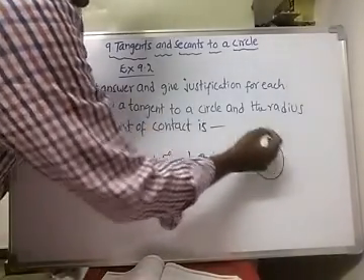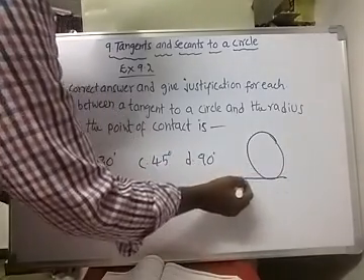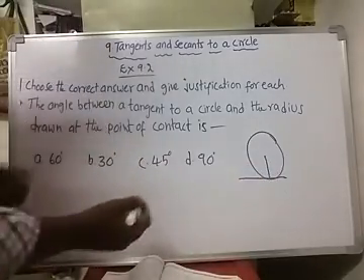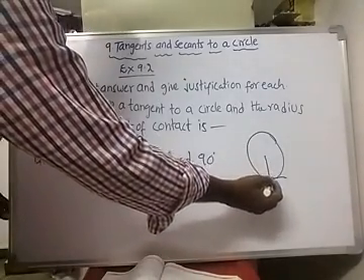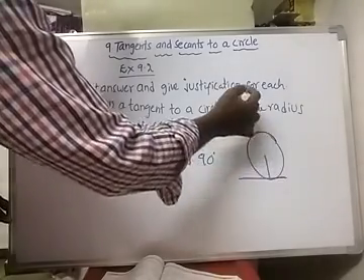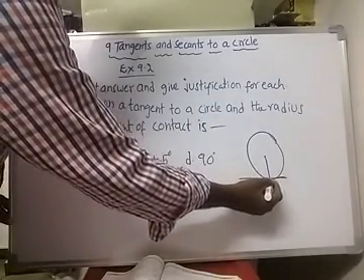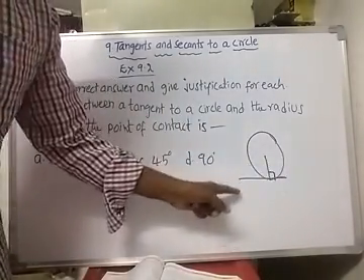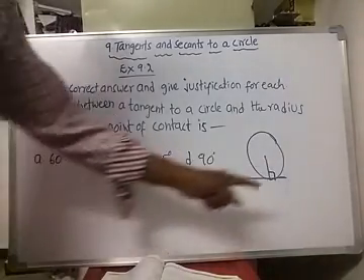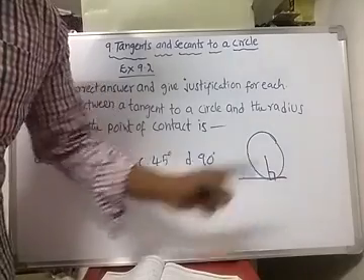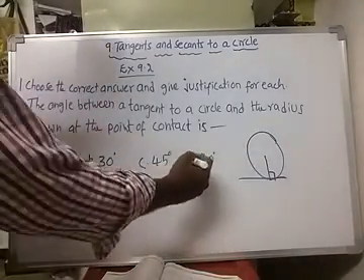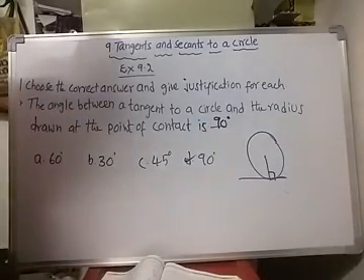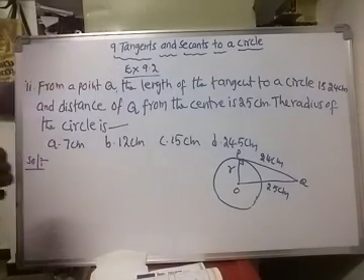So this is a circle, this is a tangent to the circle, and this is the center of the circle. This is the radius. What is the angle between the tangent and the radius at the point of contact? The radius and tangent are always perpendicular to each other. Therefore, 90 degrees is formed. Next one.